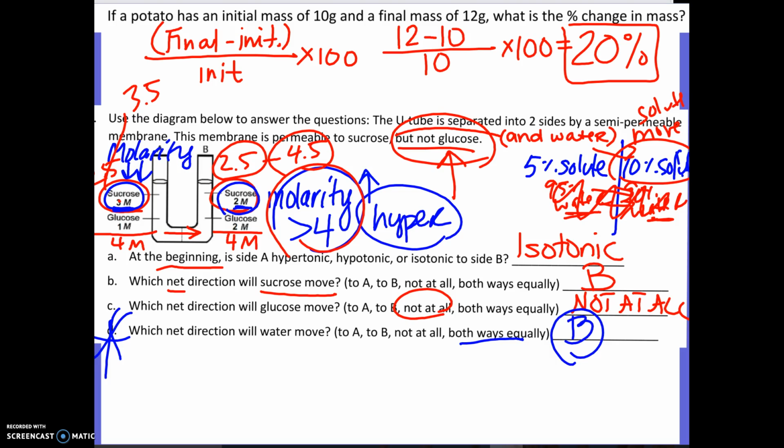Yes? Correct. If it had said water was the only thing that could pass, then the answer would have been both ways equally. Because it would have been isotonic, so there wouldn't have been a draw of water towards either side. Yes?